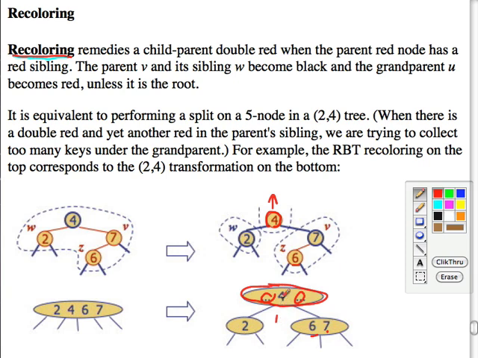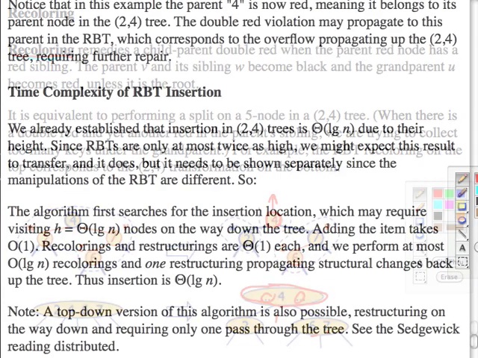It's possible that this will then cause overflow in this higher level node, which would correspond to the double red being propagated up, because we just turned a node here from black to red, and that may violate, if its parent was red, then you have a double red up here, and so that will require the log n propagation up the tree to fix that.